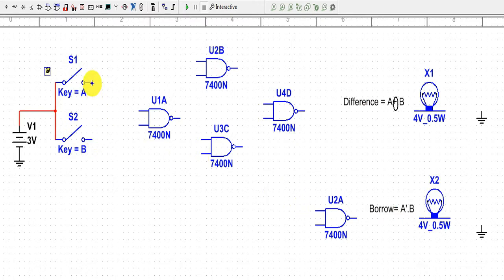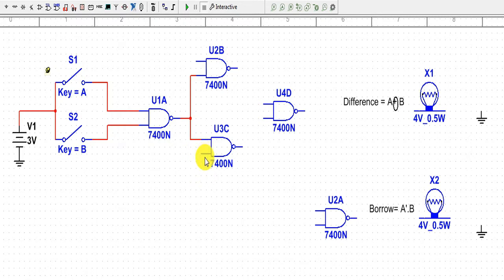Let's start the connection. So first of all, the A input is connected to one of the terminals of the first NAND gate, and B is connected to the second terminal of the first NAND gate. Now the output of the first NAND gate is connected to one of the terminals of the second NAND gate, and the same output is connected to one of the terminals of the third NAND gate.